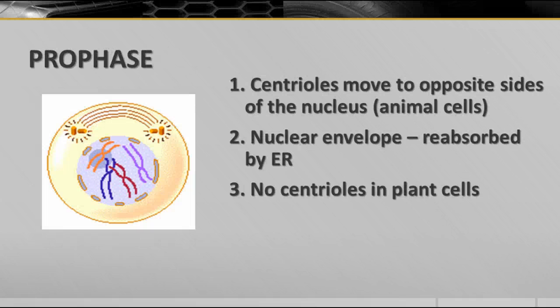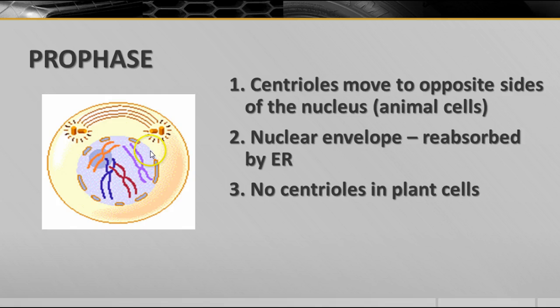So in prophase, this is an animal cell. In prophase, you see the centrioles have now doubled, and they start to move apart from each other to opposite sides of the nucleus. This happens in animal cells only because they're the only ones that have centrioles. Remember when we talked about the organelles in the cell, we talked about the centrioles being something that was found only in animal cells, and they were involved in organizing the cytoskeleton and involved in organizing cell division. And so we're going to see exactly what they do during this unit.